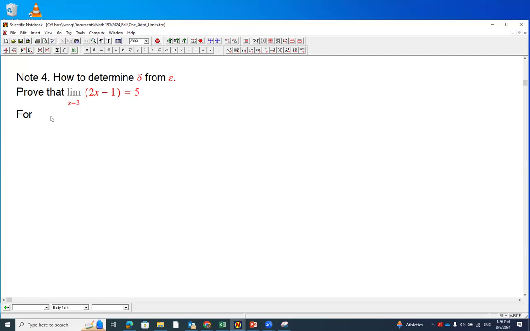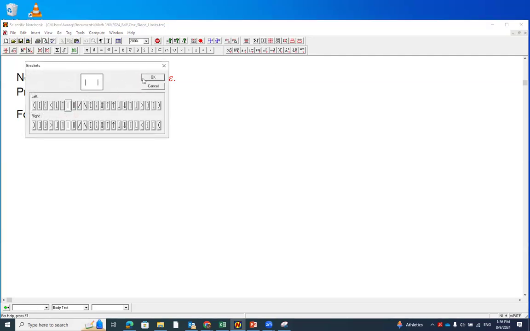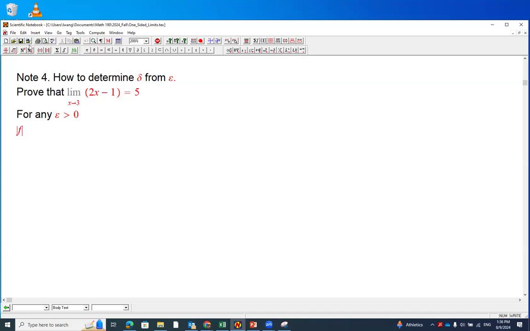For any epsilon greater than 0, I want the function to be less than epsilon.